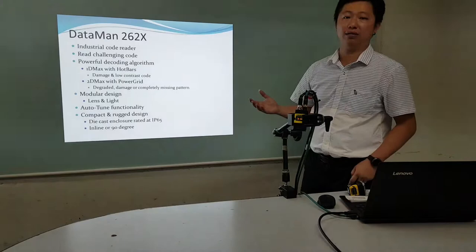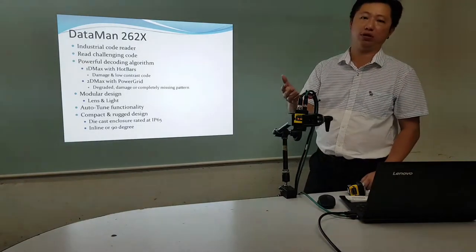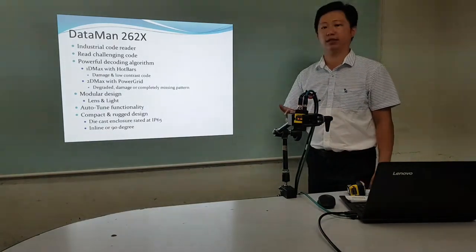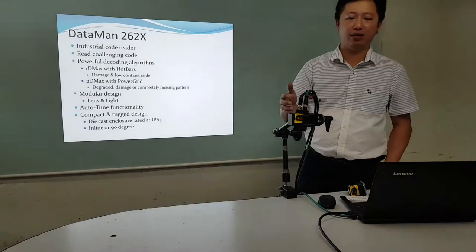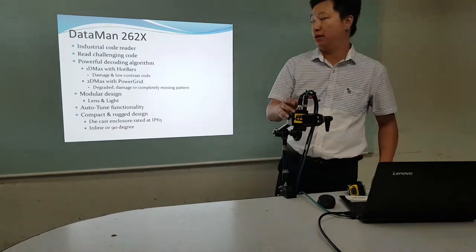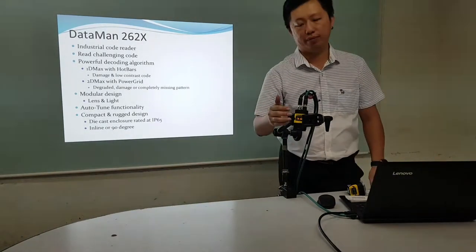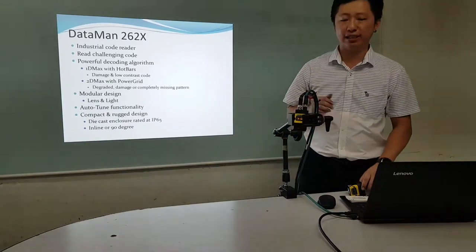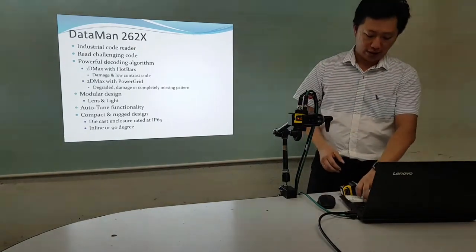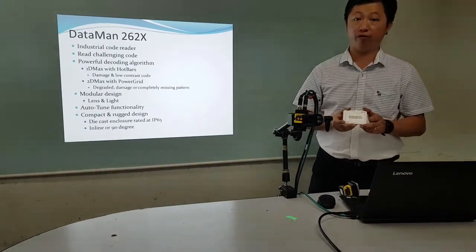It has a modular design, giving ultimate flexibility with field changeable lenses and lights to suit your application. With an auto-tune functionality, as said earlier, we can easily set it up with a click of a tune button. Everything is packed inside this die-cast enclosure rated at IP65. So we can set this up in an inline form or in a 90 degree form, like this. So these are the codes that I'm going to demo today. So let us jump into the software section.